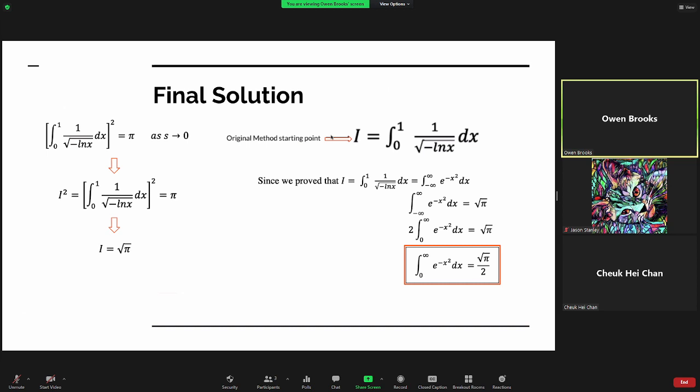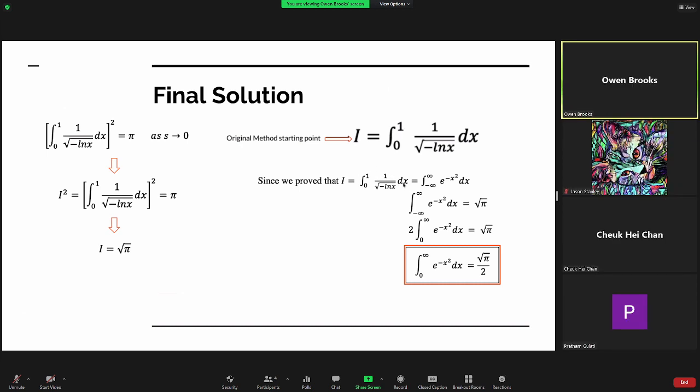And so that is why that original form from Laplace is useful. It's not just a trivial sort of hidden Gaussian integral, but we did prove as well that it is pretty much identical to a Gaussian integral. So because we know I equals root pi, we can just do the same thing to prove that the integral of e to the negative x squared is root pi over 2.